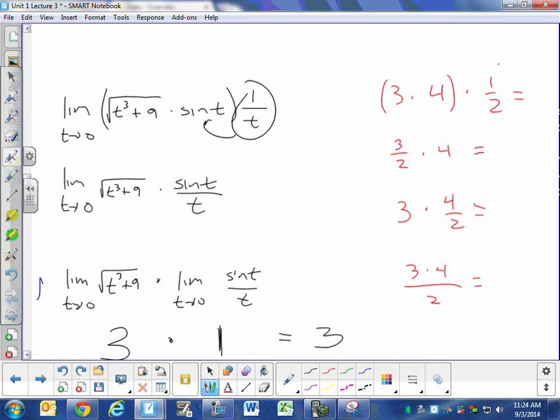Will you have to do this step when you do your homework? No, you will not. Instead, you can just get it to look like this, and then you can say, all right, this is simple. This limit, since t is approaching 0, is 1. This limit, I plug in 0, I get root 9. That's 3. You guys can go straight to just your answer, which is 3. Okay. Let's do another one.